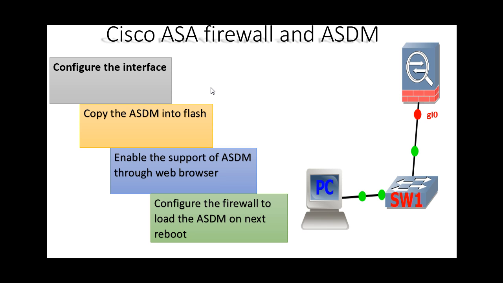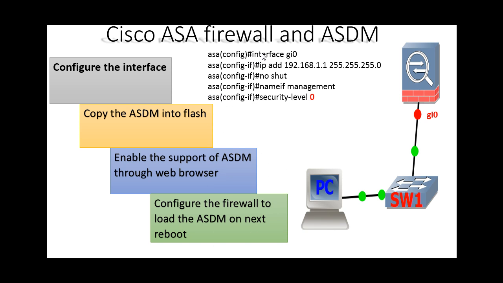The configuration of IP addresses on this interface is pretty easy, the same as we configure in a router. We assign an IP address and then power it up, and then we have two other configurations we have to type in. We need to give a name to the interface and assign a security level to it. The security level is from 0 to 100.